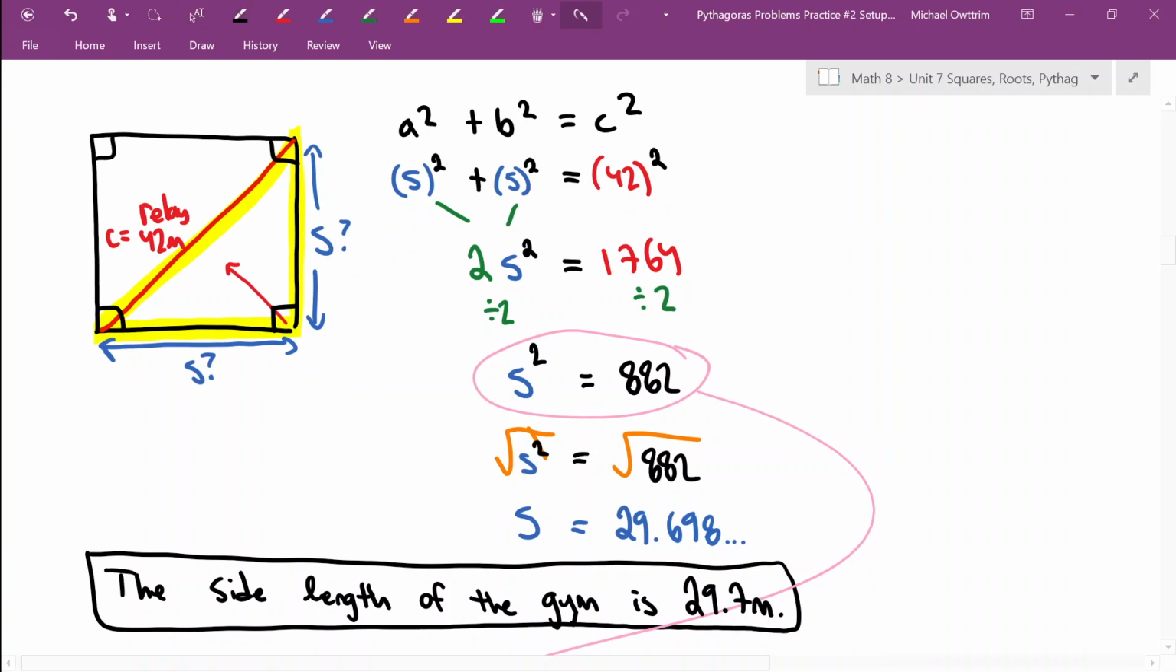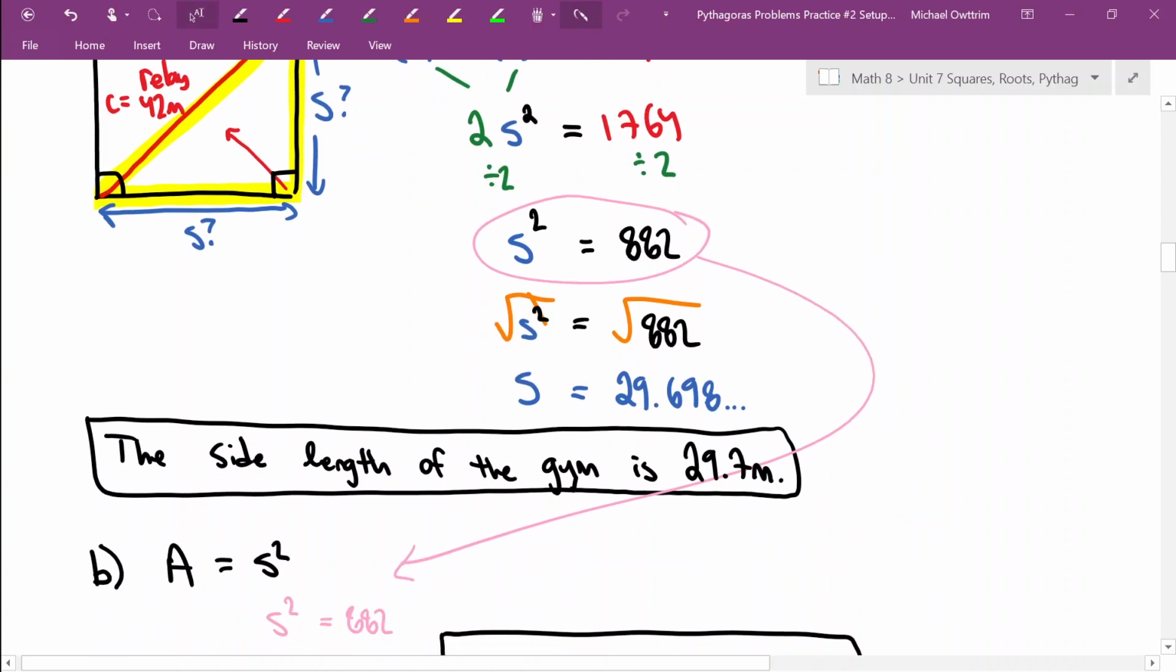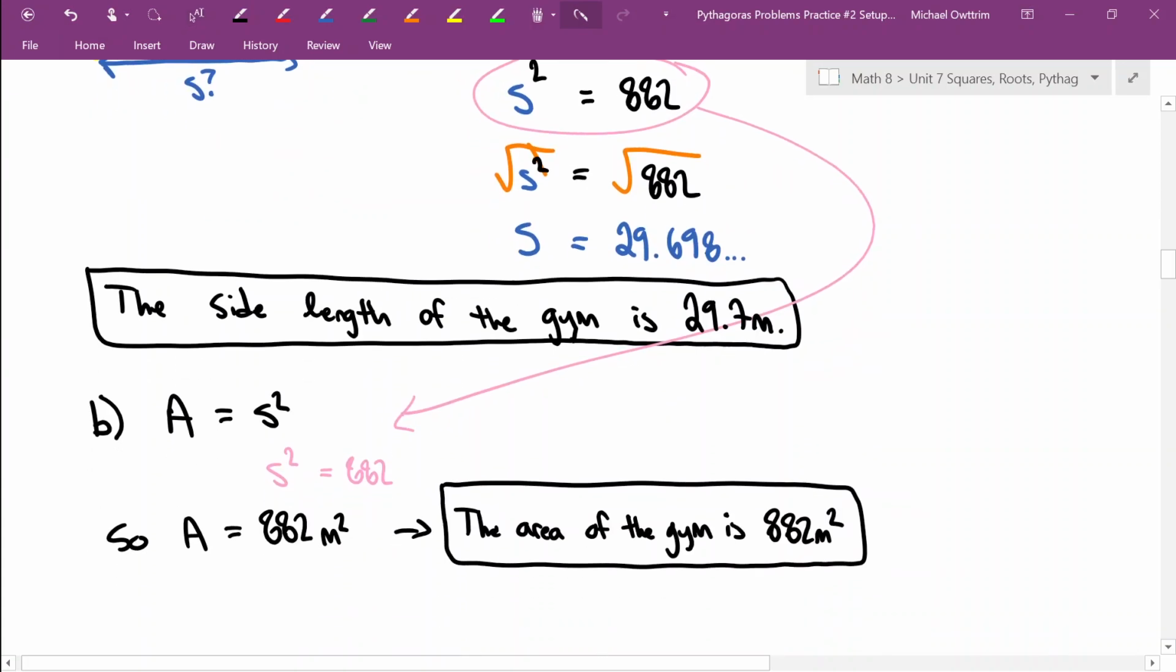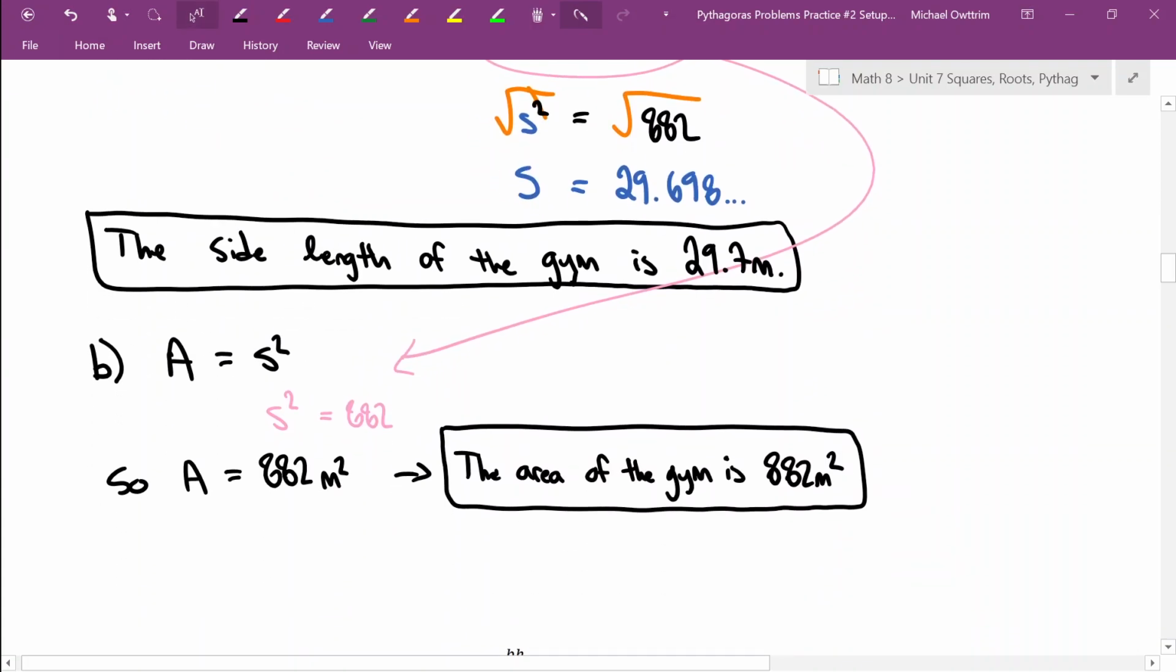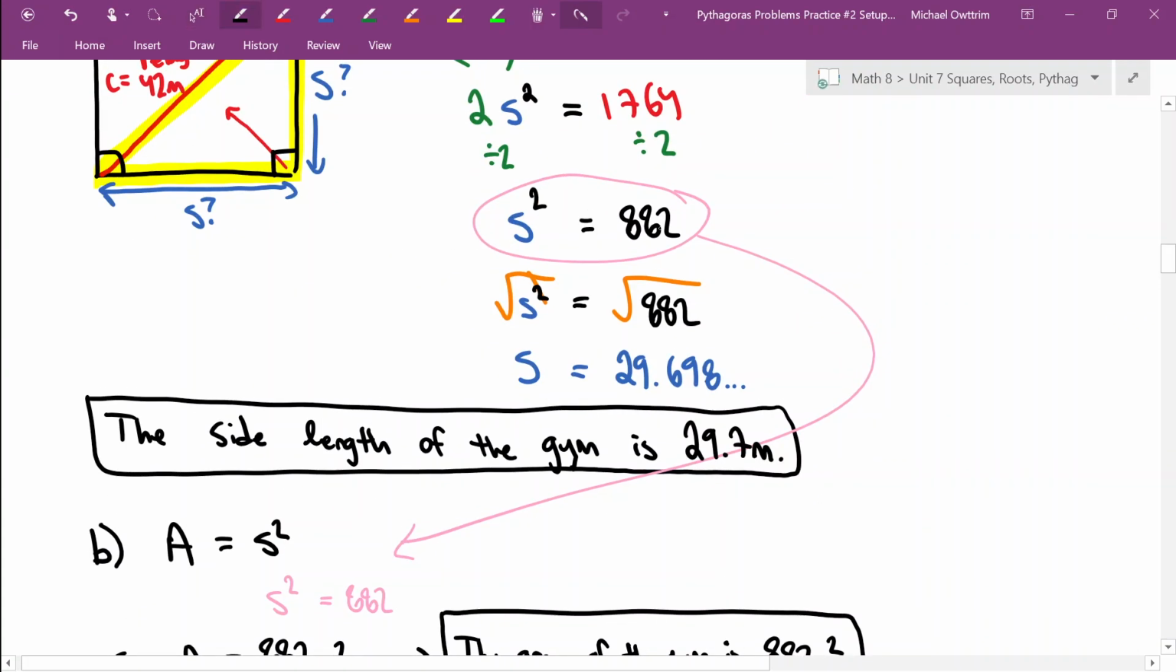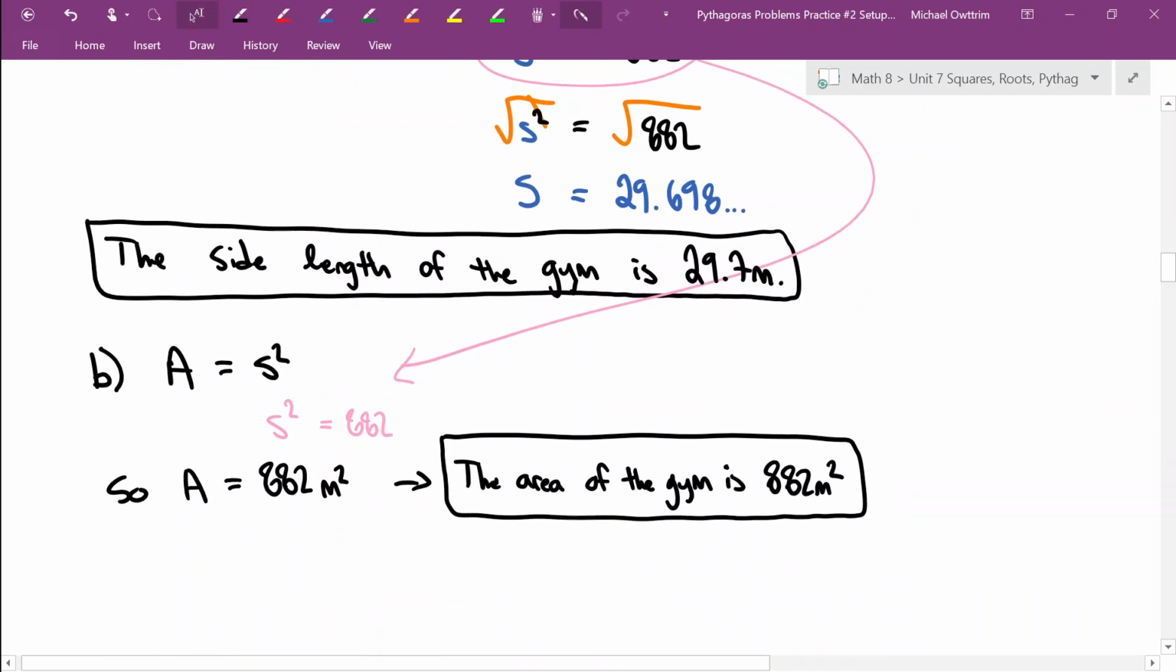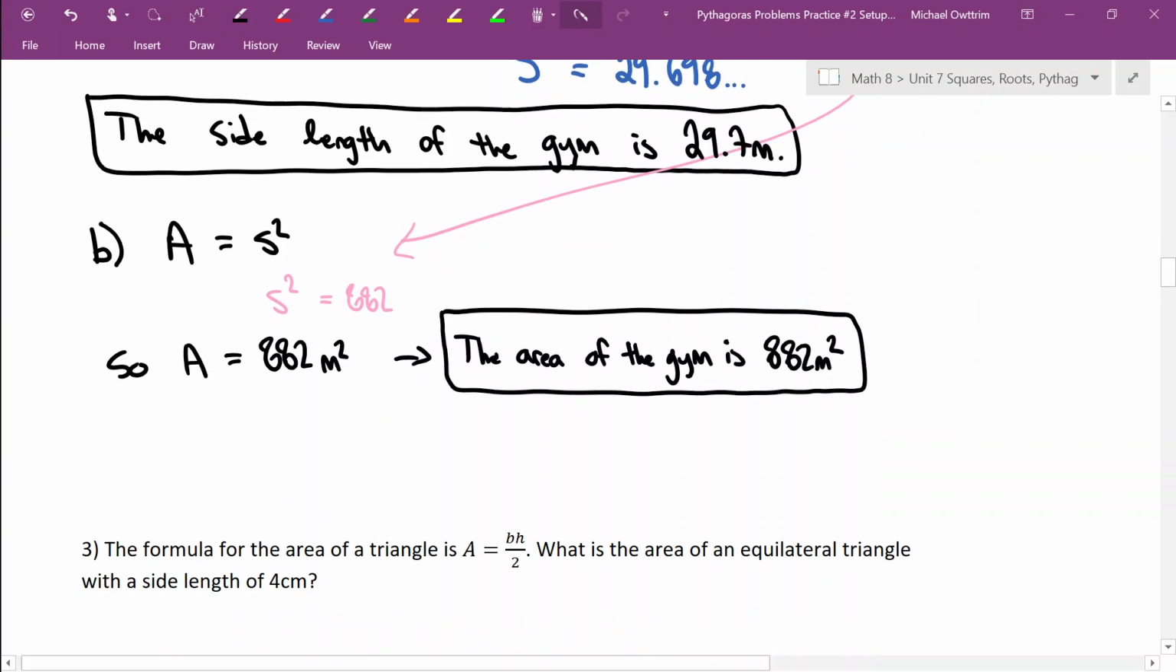Square rooting both sides would give us the side length of the gym, which in this case is approximately 29.7 meters. However, the area is just s squared, and we had already calculated that s squared is exactly 882, so we don't need to re-square our rounded 29.7. We can just use the fact that s squared is 882. Since the area is s squared, then the area must also be 882.